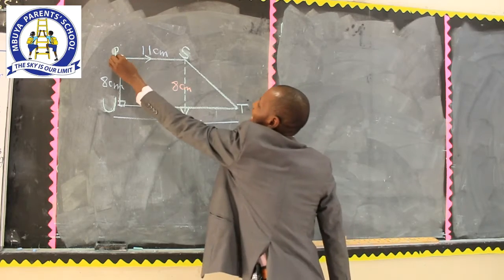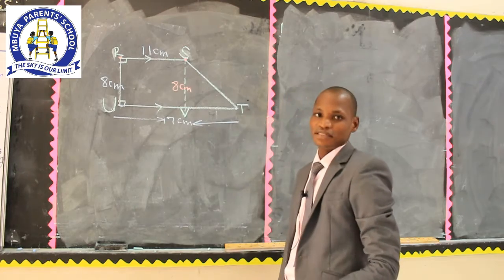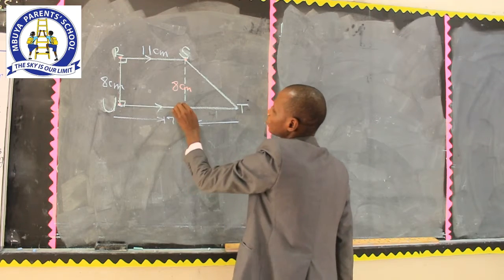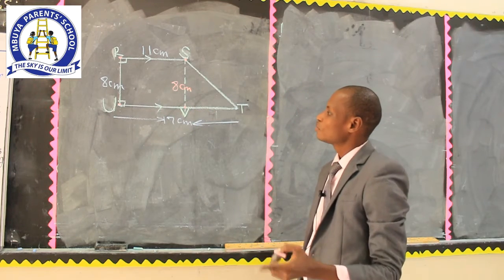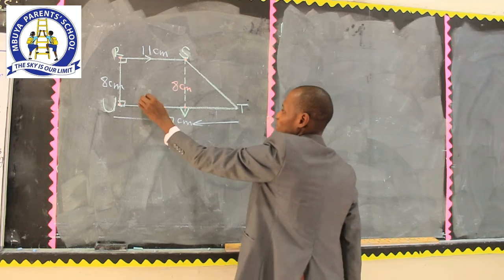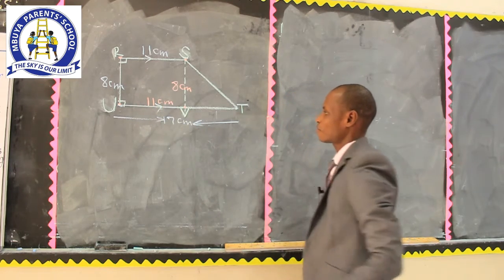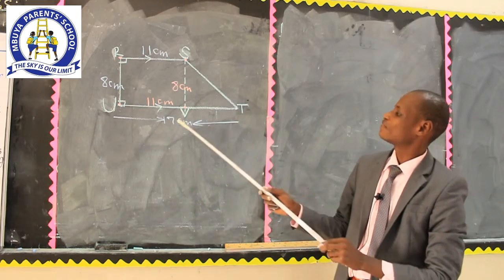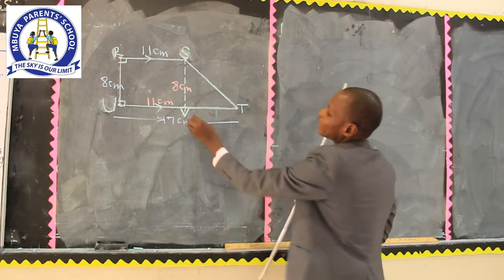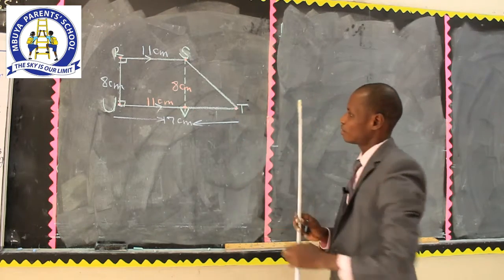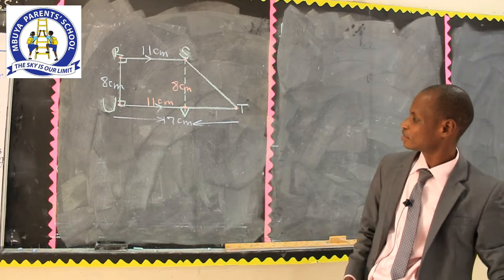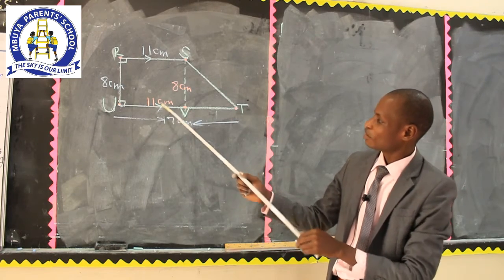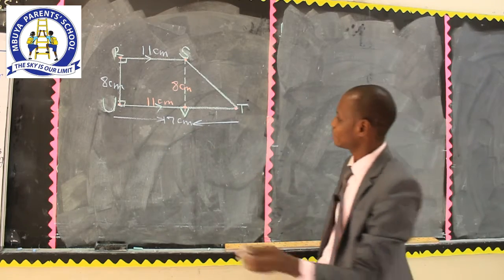Then the RS is 11 centimeters, and we find that it is also equal to UV, meaning that UV is also 11 centimeters. But we had it at the beginning that the UT is 17 centimeters, meaning that the part from here up to here will be got by having the difference between 17 and 11. We shall have to subtract.